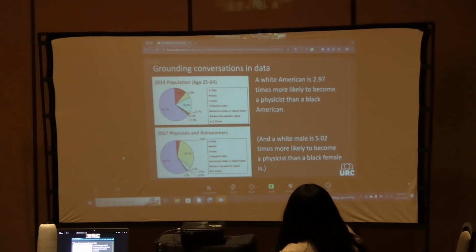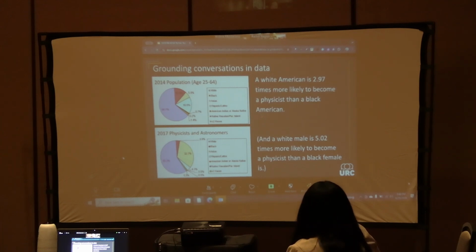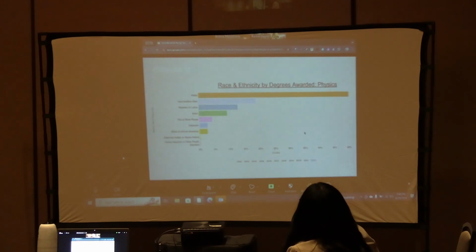So in essence, when you look at this data, a white American is about 3 times more likely to become a physicist than a Black American. And if you put gender into that equation, a white male is 5 times more likely to become a physicist than a Black female. Thus the name of the curriculum, Underrepresentation.